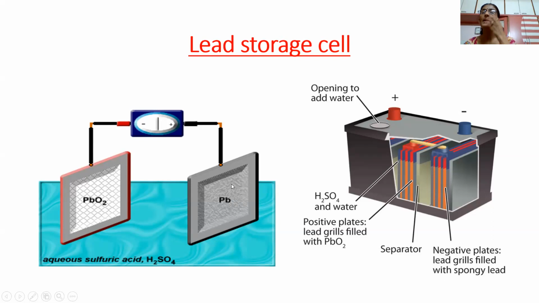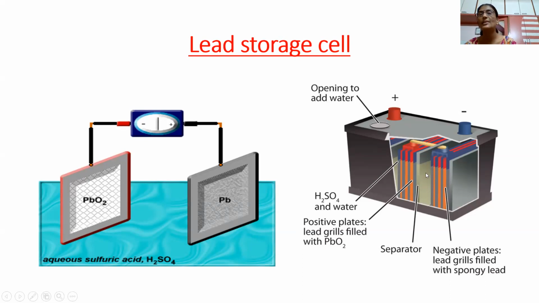This anode is made up of lead, and the positive plate is lead grills filled with PbO2. Negative plates are filled with spongy lead. So this anode is spongy lead, while cathode is made up of lead coated with PbO2, a coating of lead oxide on top. Clear? The electrolyte filled in this is concentrated sulfuric acid, with a concentration of 35% weight by weight. Okay? So this is the simple construction of lead storage cell.